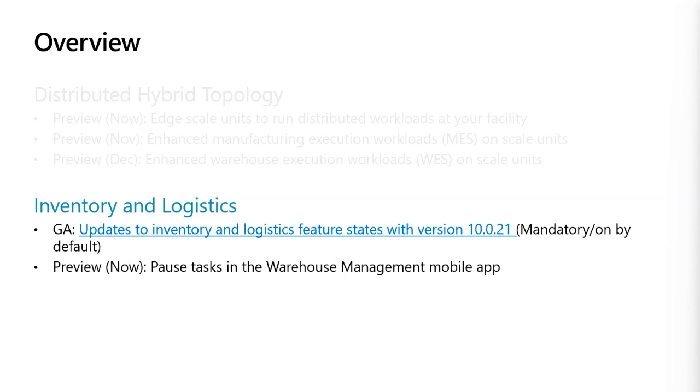So an example might be that I've got a worker who is completing a sales order pick. They arrive at the pick location. They need to perform maybe an item inquiry for what's in that location. So they pause their sales picking task. They complete their item inquiry, and then they're able to return directly to their sales picking task to complete it.